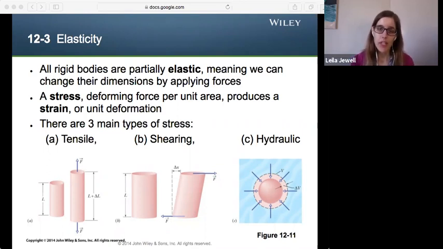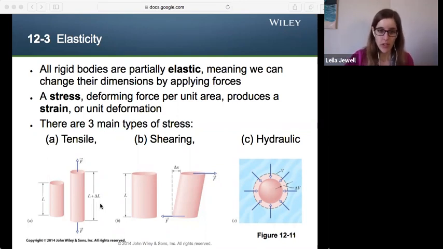Now, there are three main types of stress, three different ways to apply a force that will change or deform an object. One is our tensile stress. That says if you have an object that has some length, you can stretch it out, apply that tensile stress, and its new length will be the original length plus some extra length. So taking an object and stretching it, it can then become longer under that force being applied.